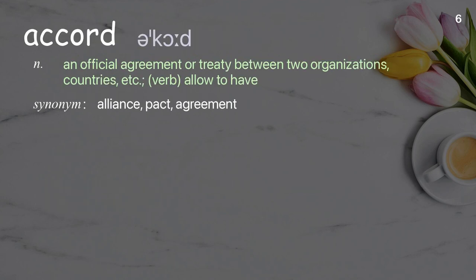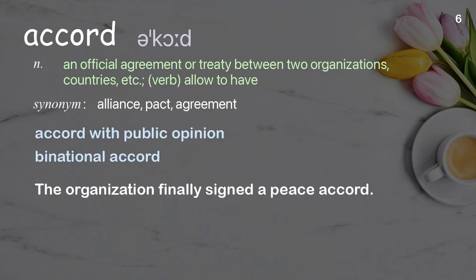Accord. An official agreement or treaty between two organizations, countries, etc. Verb, allow to have. Examples: accord with public opinion, by national accord. The organization finally signed a peace accord.